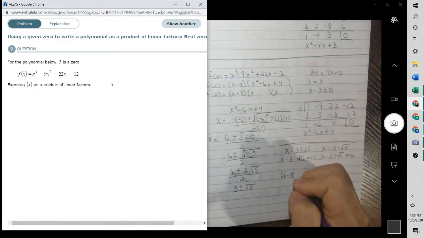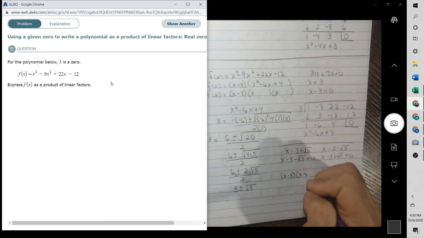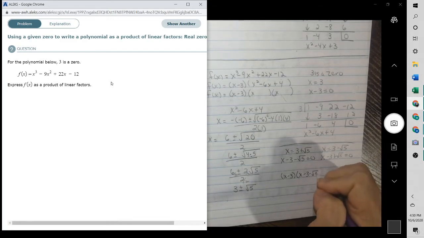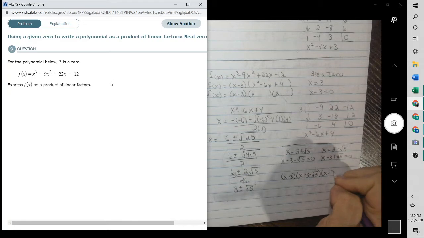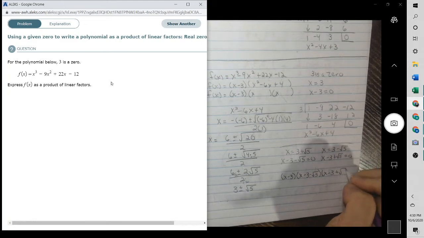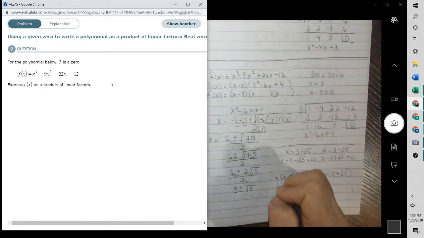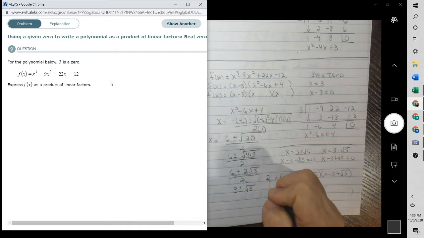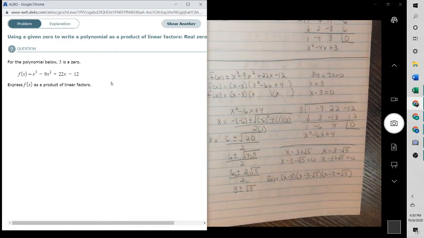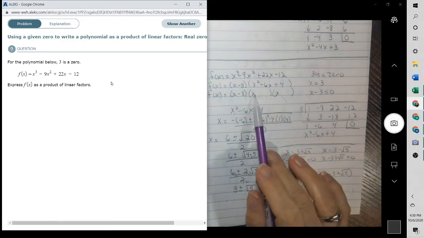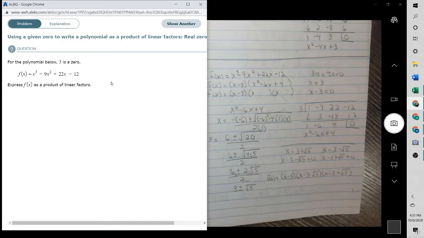x minus 3, and then x minus 3 minus the square root of 5, and x minus 3 plus the square root of 5 equals f of x. So if it's not factorable, this still needs to be linear, so you have to use the quadratic formula. Let's try another one.